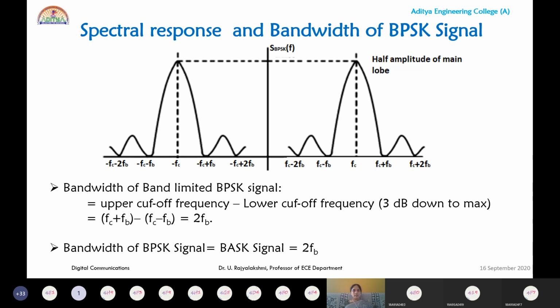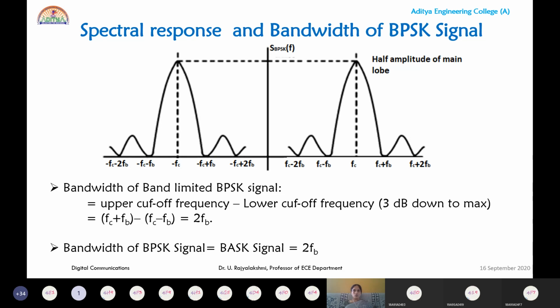Okay. So what is the bandwidth? It is the difference between the upper cutoff and lower cutoff. Once the carrier component is multiplied with the bipolar signal, our cutoffs will change from FC to FC plus or minus FB. So the upper cutoff will be FC plus FB and the lower cutoff will be FC minus FB. That's why the difference between those two is twice FB. Here you can observe that in terms of bandwidth, both the BPSK signal and the BASK signal resemble each other. The same bandwidth is maintained for both signals.